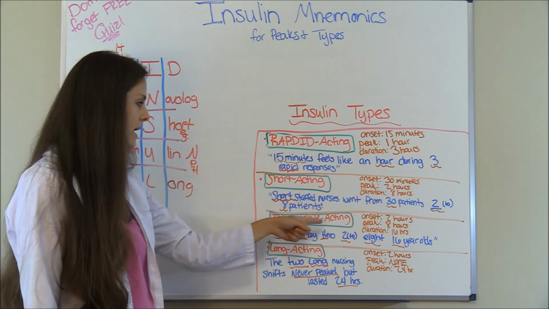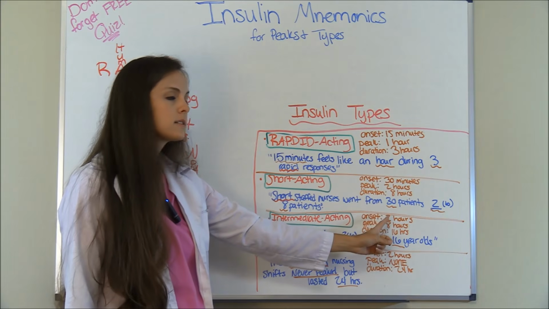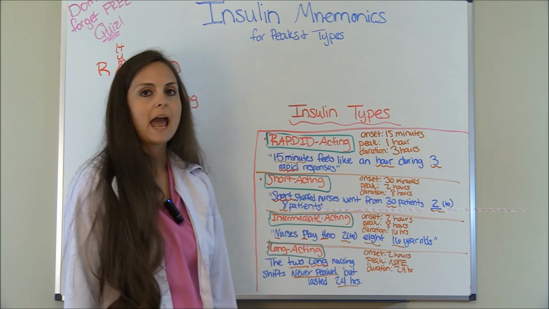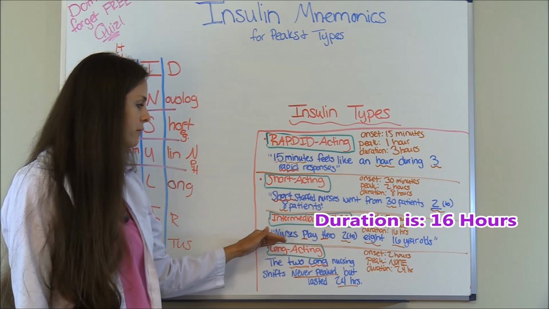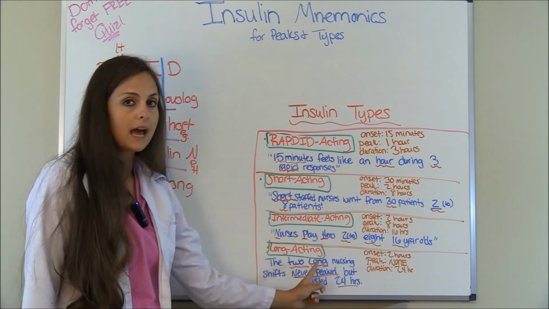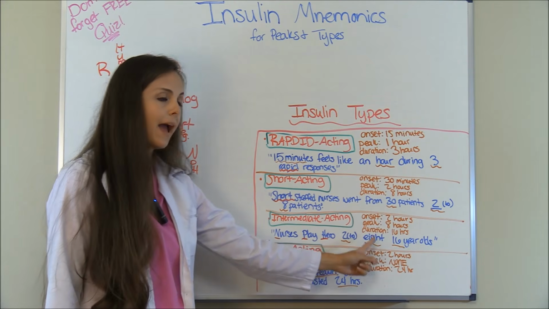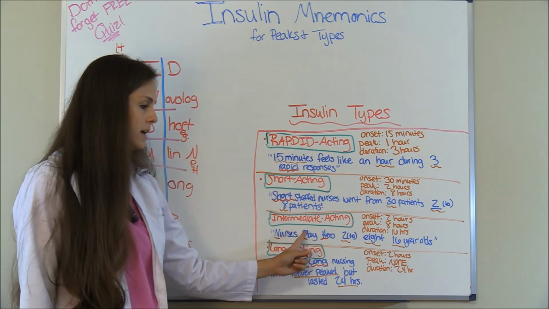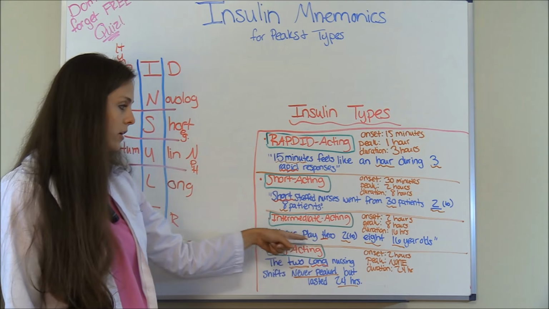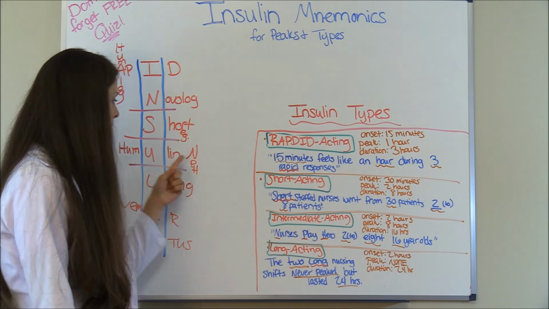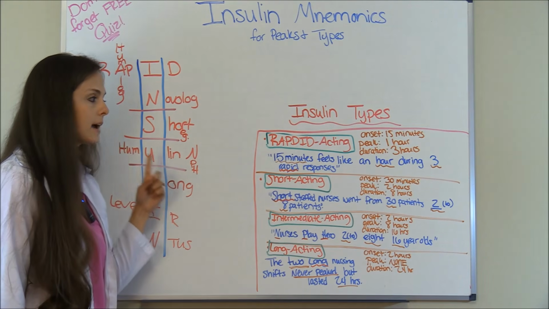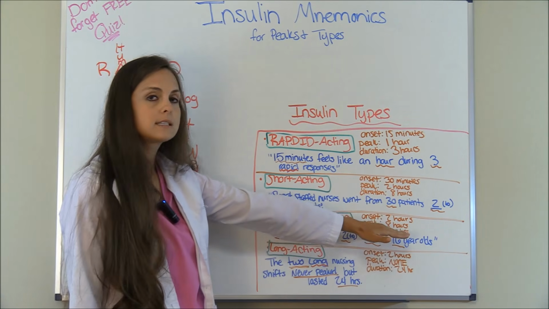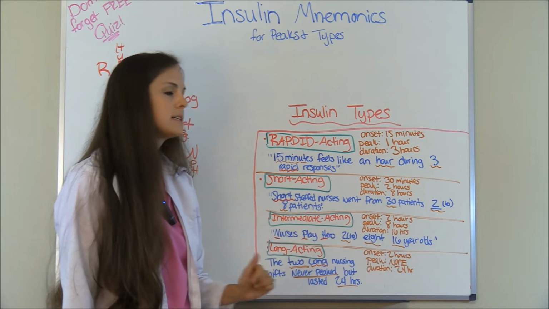Okay, next one, intermediate acting. The onset of these drugs is 2 hours, the peak is 8 hours, and the duration is 16 hours. Remember the phrase: nurses play hero to 8 16-year-olds. The N in nurses, the P in play, and the H in hero tell you that's NPH. Remember, NPH is your intermediate acting insulins. 2 represents the onset, 8 represents the peak, and 16 represents the duration.